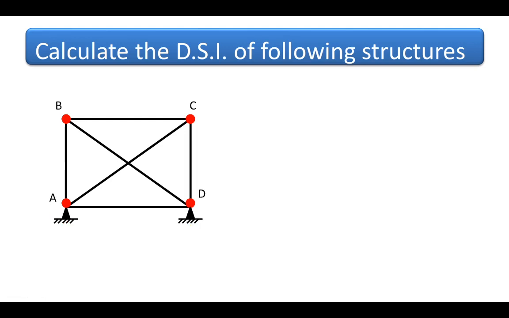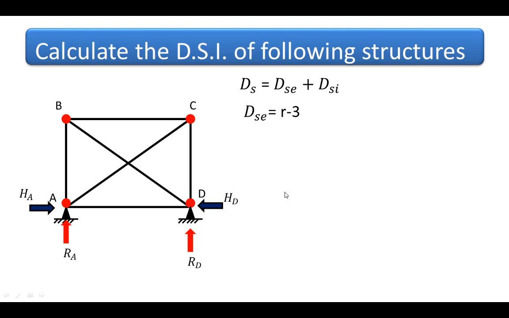Then next problem. Here both A and D joints are hinge joints. So here we are calculating separately the external indeterminacy and the internal indeterminacy. So the reactions are 4. At joint A is a hinge support, that is why 2 reactions. At joint D is a hinge support, that is why 2 reactions. So HA, RA, RD and HD. So here DSE, the external indeterminacy, is equal to R minus 3. R is the number of reactions: 1, 2, 3 and 4. So 4 minus 3, that is 1.